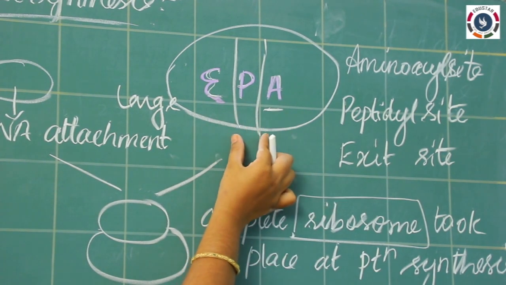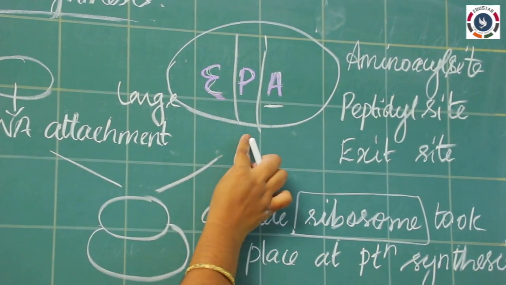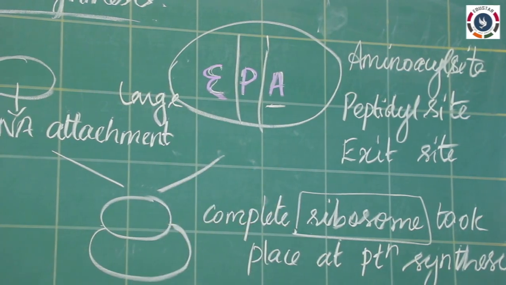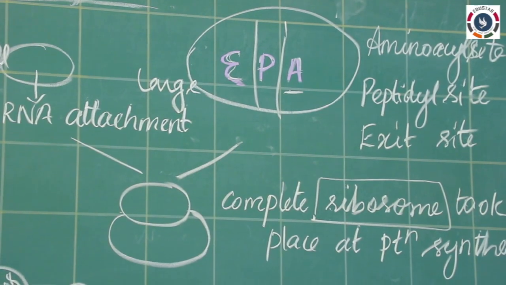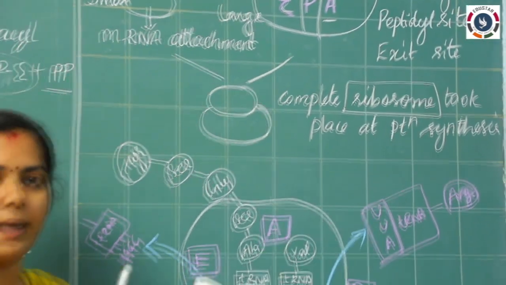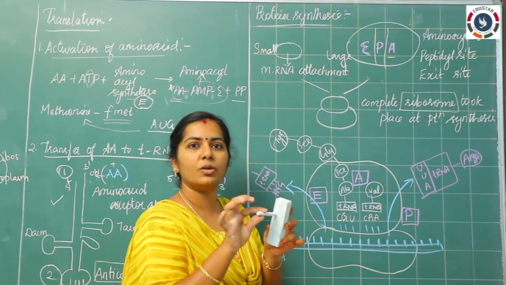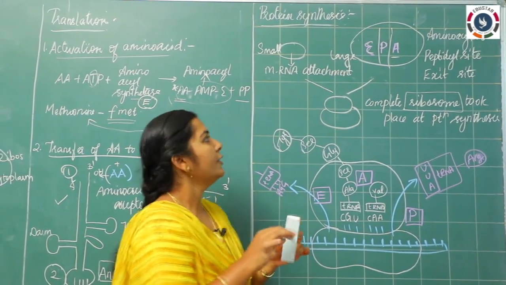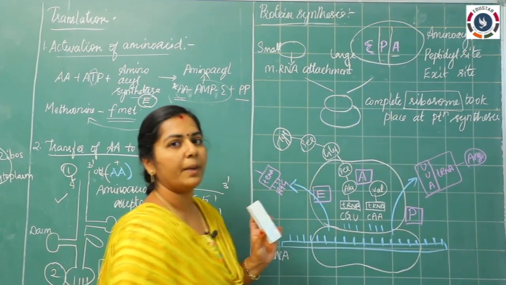Okay, so next is the P region, which is said to be the peptide site. See here, the peptide bond formation takes place. So what is the role of peptide bonds? It will unite one amino acid with another amino acid. Consider these are two amino acids. This amino acid has to be attached with this amino acid by means of what? Peptide linkage. So in this compartment only that process takes place, peptidization.